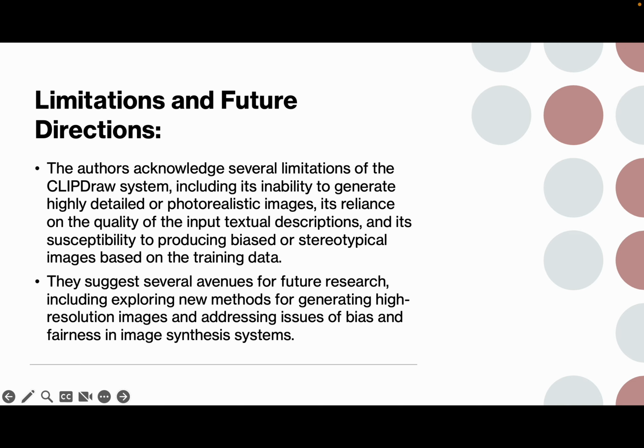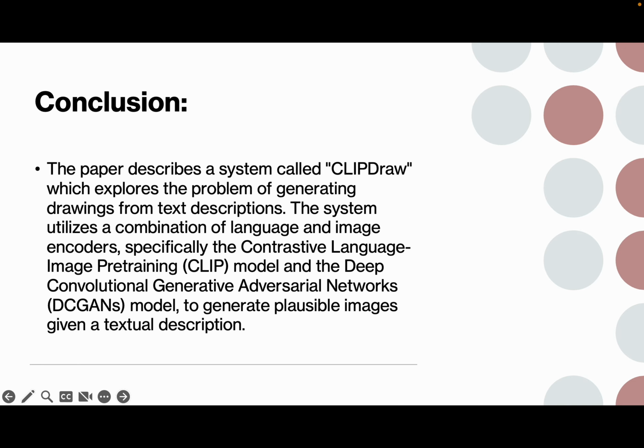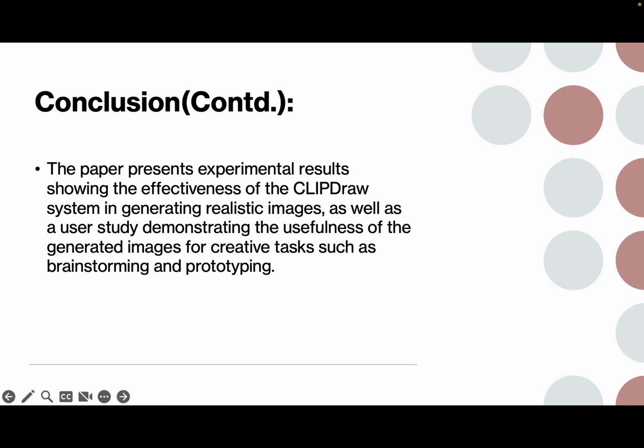In conclusion, the paper describes a system called CLIPDraw, which explores the problem of generating drawings from text descriptions. The system utilizes a combination of language and image encoders, specifically the Contrastive Language-Image Pre-training, called the CLIP model, and the DC GANs model to generate plausible images from a given textual description. The paper also presents experimental results showing the effectiveness of the CLIPDraw system in generating realistic images, as well as a user study demonstrating the usefulness of the generated images for creative tasks such as brainstorming and prototyping.